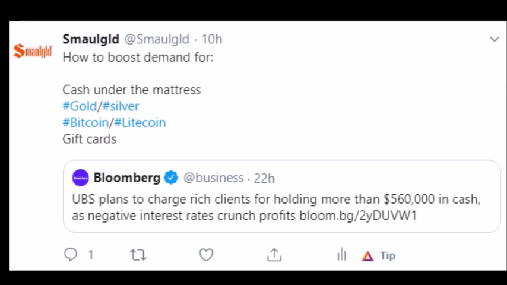Now, there's ways of avoiding the $150, $200 fee. If you use your debit card a certain amount, they'll waive the fee. But the point is, if you just open up an account, it's going to cost you. So I would say that is a negative rate. But here we have UBS, Union Bank of Switzerland, plans to charge rich clients for holding more than, I don't know, they come up with this number, $560,000 in cash as negative rates crunch profits. So the banks are realizing now that they're going to have to start charging clients to park cash.